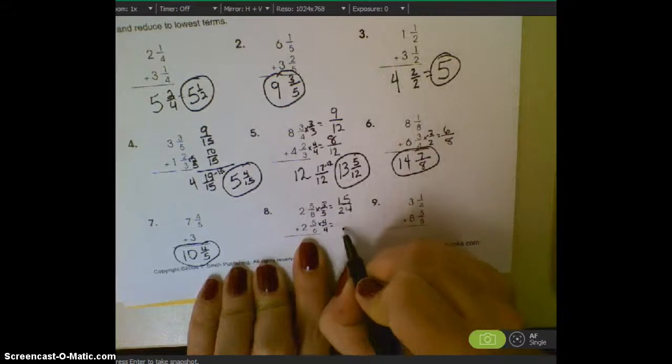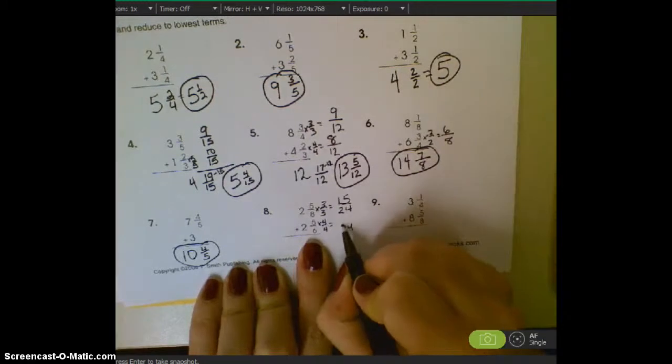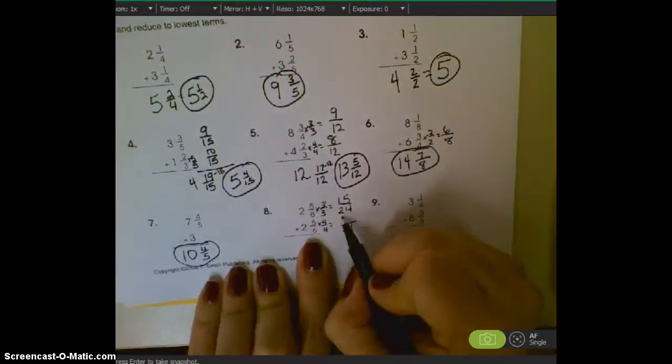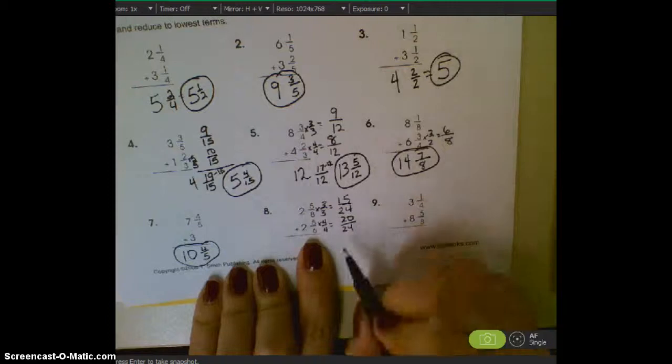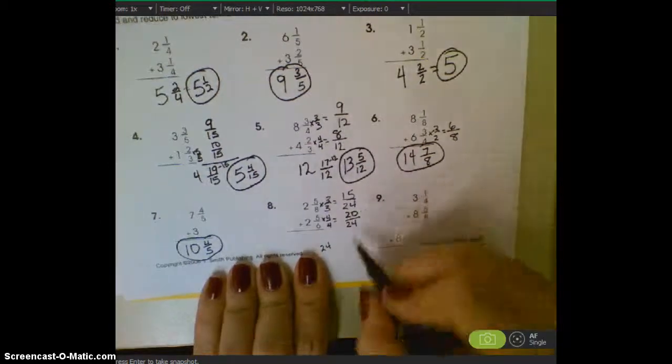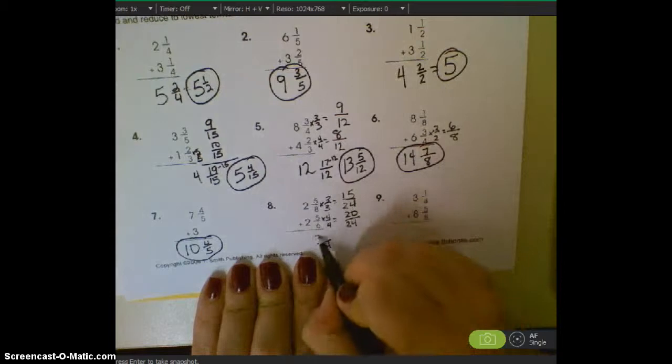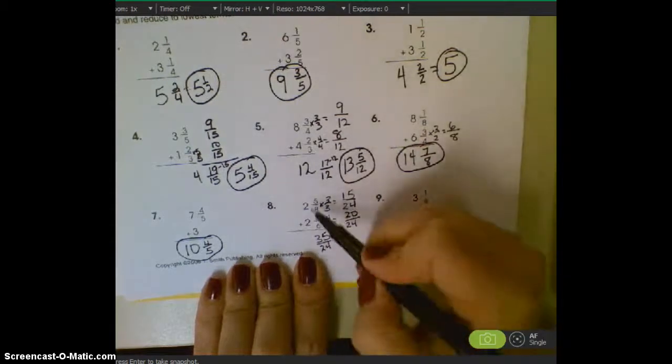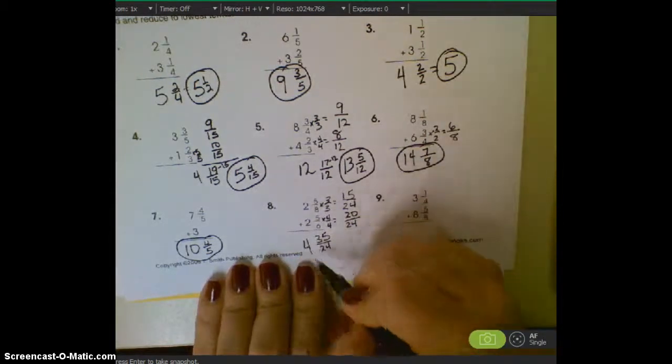Thank you. 8 times 3 is 24. That won't work. 6 times 4 is 24. That will work for a common denominator. And then 5 times 4 is 20. Now I can add them down because I have that common denominator of 24. 15 plus 20 is going to be 35. Add my whole numbers. 2 plus 2 is 4.